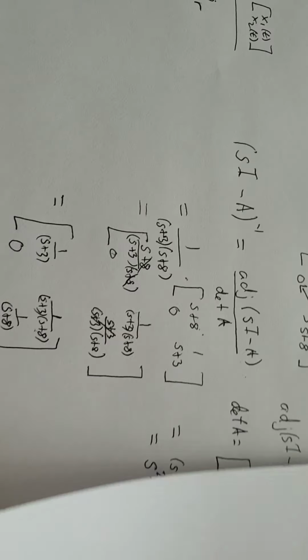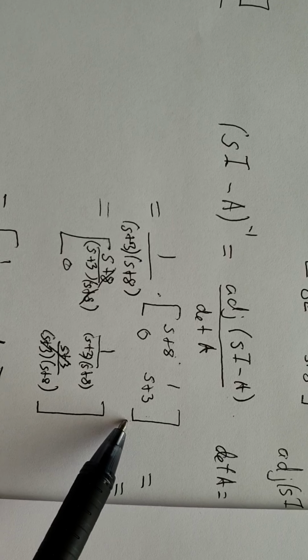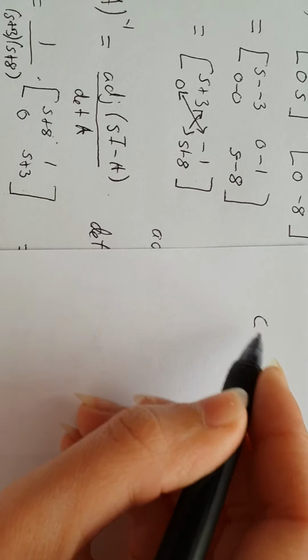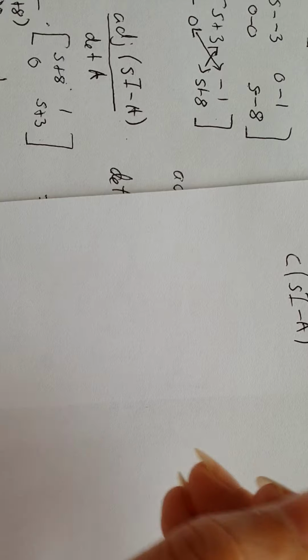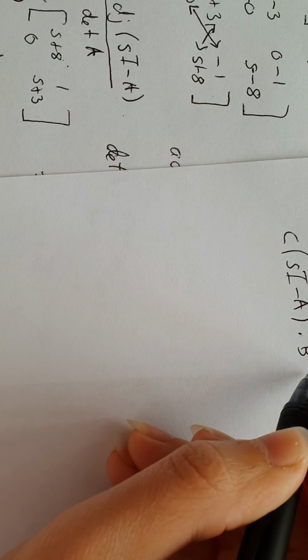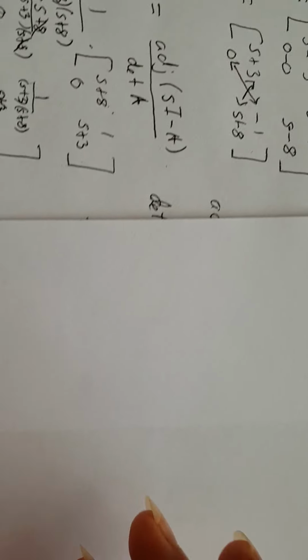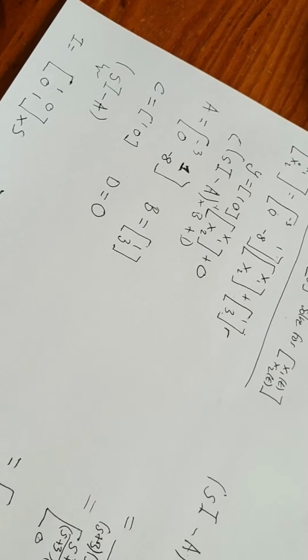So we're going to use this form here. So let's write our formula again so we can see what we're doing. So C times (SI minus A) inverse times B plus D. Okay, so let's write all our matrices again in our newly formed (SI minus A) inverse.